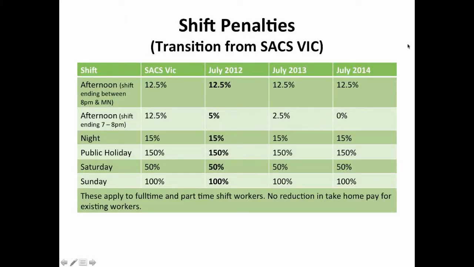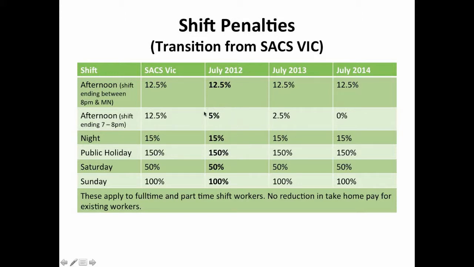In terms of shift penalties, what we're looking at is transitioning from the old SACS award. The afternoon shift was always 12.5%, and that maintains, as per the Modern Award, to the 12.5%. The only slight variation from the old SACS to the Modern Award is the Modern Award is an afternoon shift, is a shift that finishes after 8 p.m. and before midnight. The previous SACS award was a shift that ended between 7 and 8 p.m. So what we in fact need to do is phase out that particular hour of loading. And the way we do that, it was a 12.5% that applied.